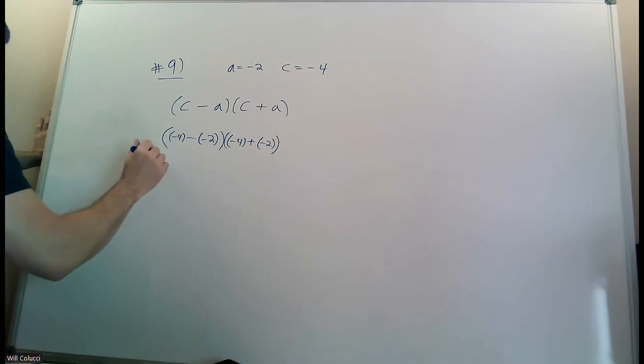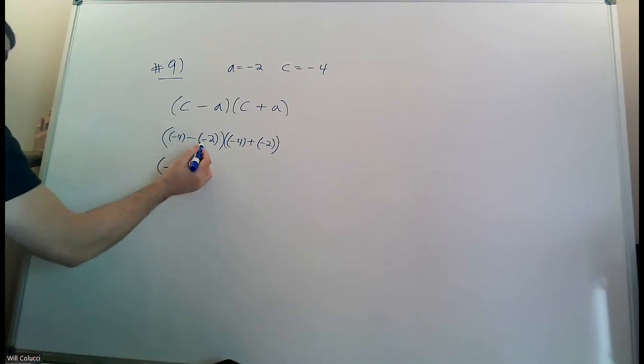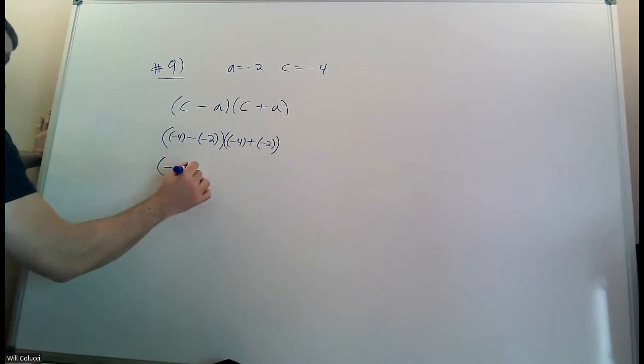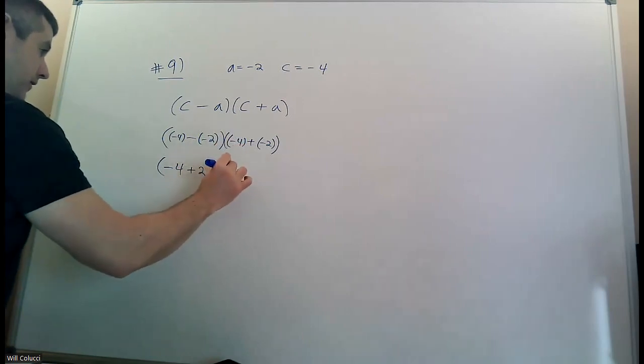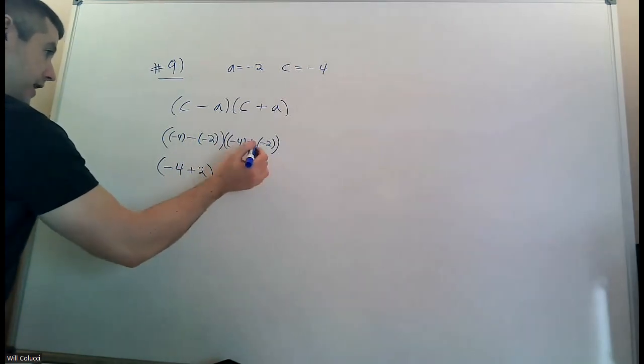Now I can drop these parentheses. So I'm just going to write negative 4. This negative, you are subtracting negative 2, right? A minus and minus make a plus. Here, same thing. I'm going to drop those parentheses. Now, you're adding negative 2.